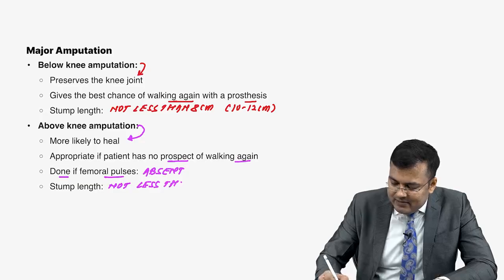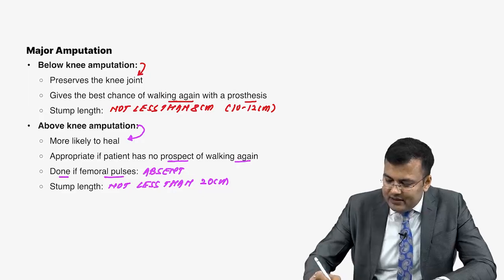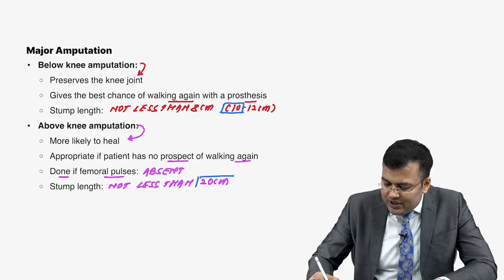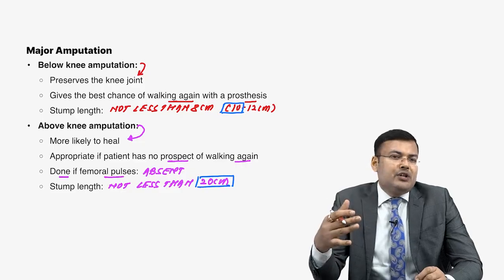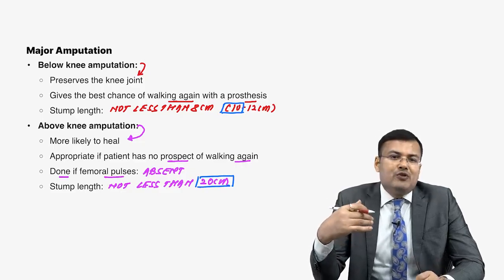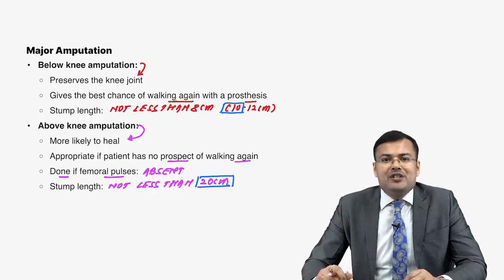Guys, how to remember? Below knee amputation 10 centimeter, above knee amputation 20. So the stump should not be less than 8 centimeter for below knee amputation, and not less than 20 centimeter for above knee amputation.